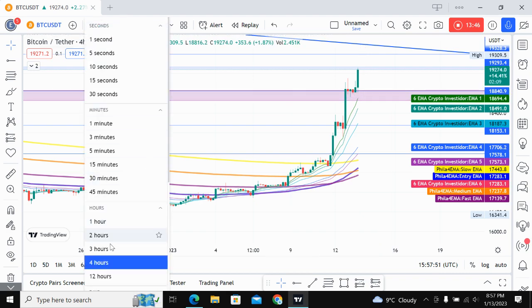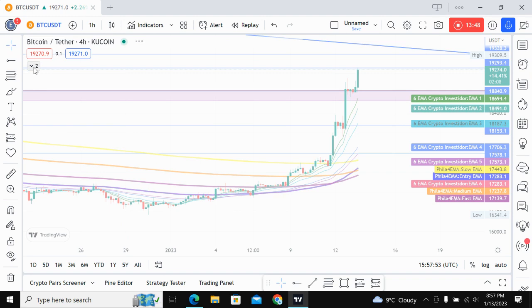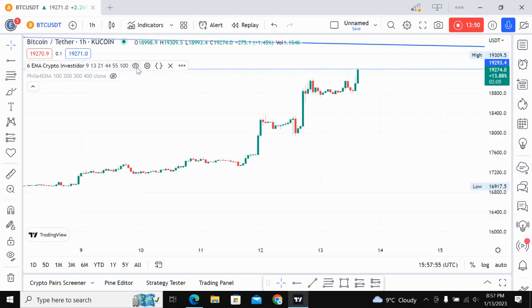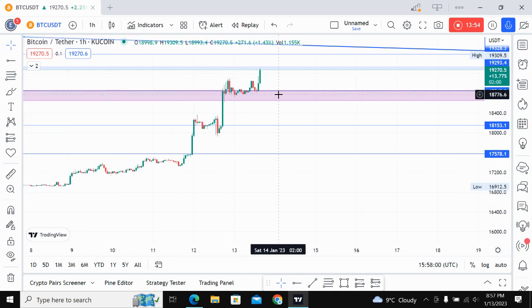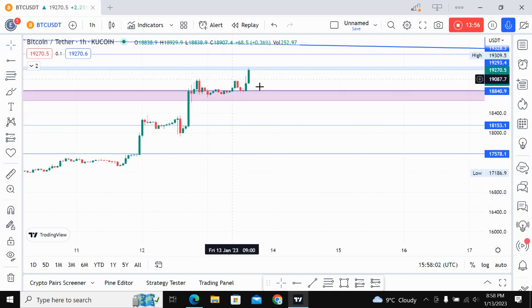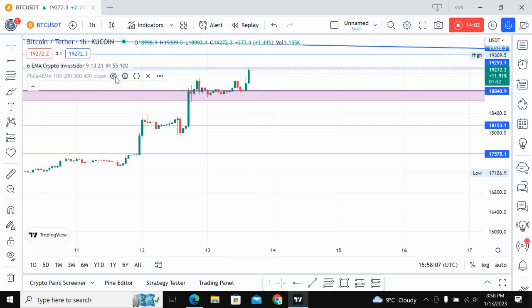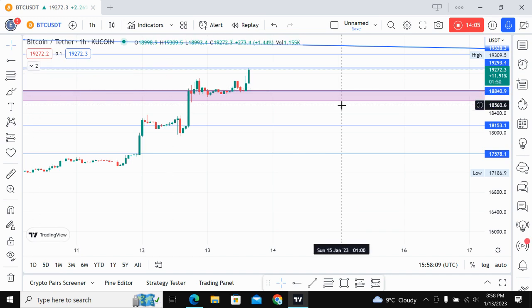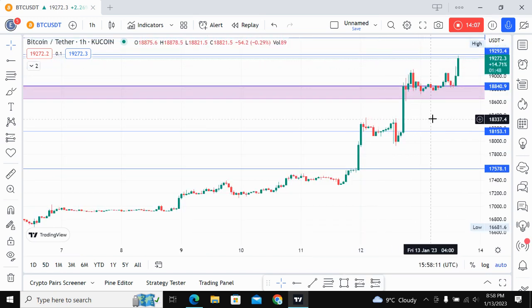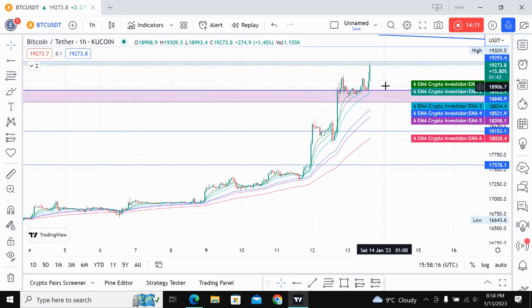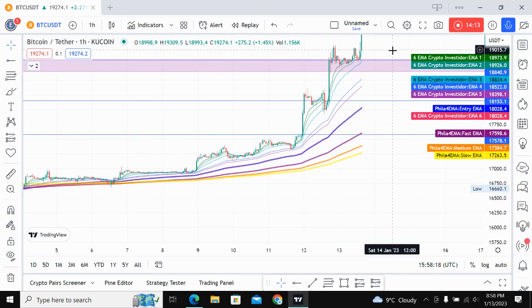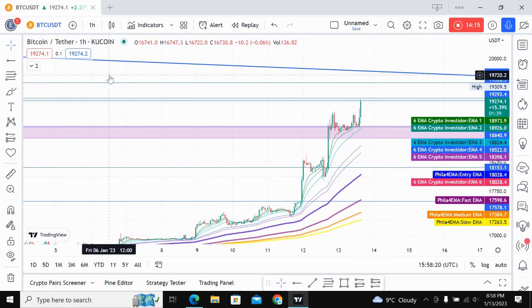Okay, so now we should also check in 1 hour. What could be the possible movement in 1 hour? So my god, it was making a range bound area here. It is near resistance. So let's check the EMAs in 1 hour. So again, all the EMAs are below price in 1 hour too.